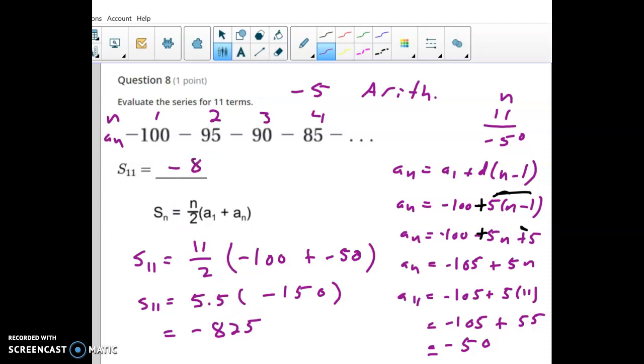It's always good to think, does that seem reasonable? If you imagine all of these negative numbers being added together, it seems reasonable the sum would be negative 825. All right, hope that helps. Keep the questions coming.